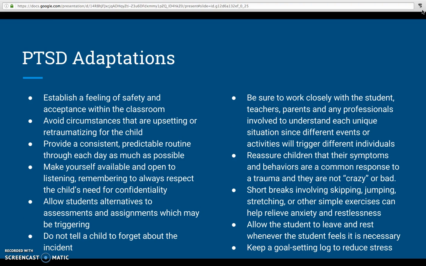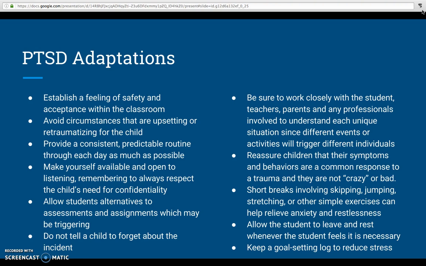So different adaptations would be to make sure that you provide a safe and accepting, safe environment in a classroom. You want to avoid circumstances that could upset or trigger the child. Whatever happened to them, try to get a knowledge basis ahead of time from parents, the psychologist at the school, something like that, so you understand what the event was that caused this PTSD, and then you can help understand what triggers the student.